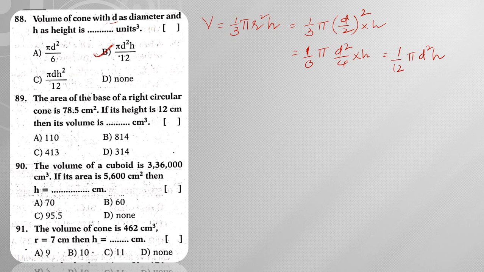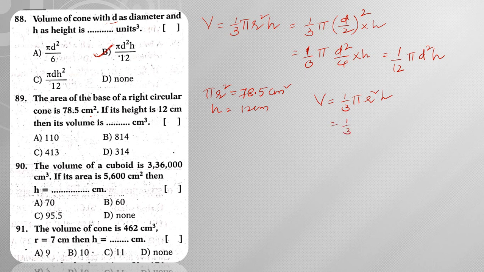Next, the area of the base of the right circular cone is 78.5 centimeters square, and if its height is 12 centimeters, then its volume is. Now if you observe this carefully, area of the base is nothing but pi r square. So pi r square is 78.5 centimeters square. Next, he has given height is equal to 12 centimeters. Next, volume of cone is nothing but 1/3 pi r square h.